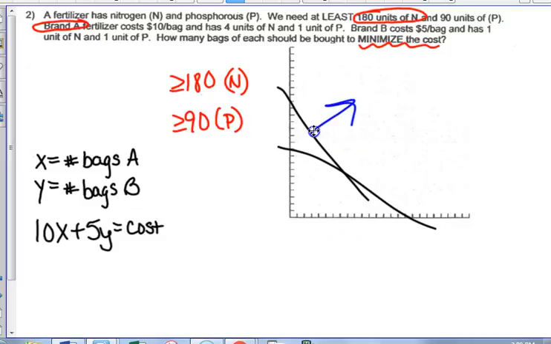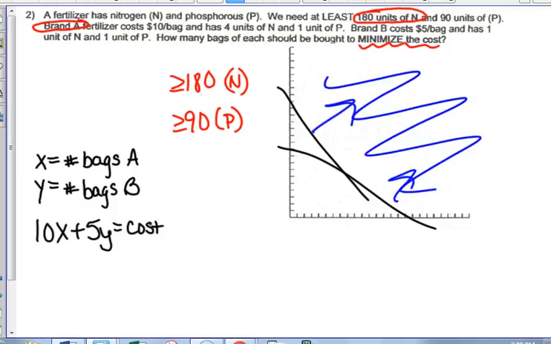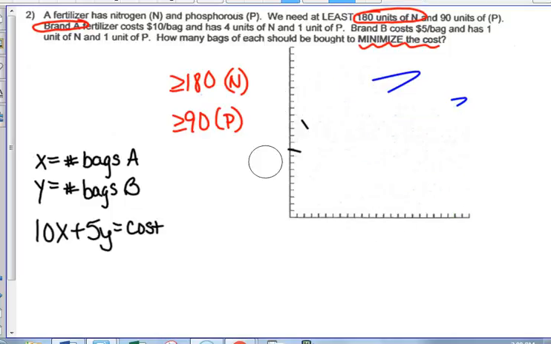It's above this line and above this line. So remember I talked about yesterday, there's going to be an unbounded area? This is an unbounded one where it goes up. You could buy infinite bags of fertilizer and have enough nitrogen and phosphorus, but you won't minimize the cost. All right, that was a little bit of foreshadowing of what we're going to see. We got to write the equations first, though.